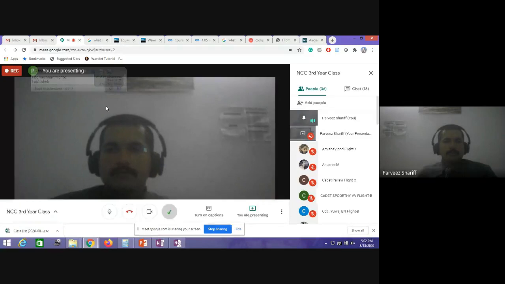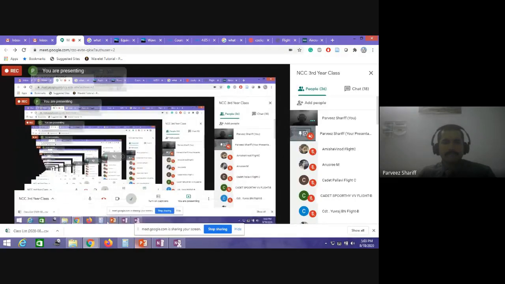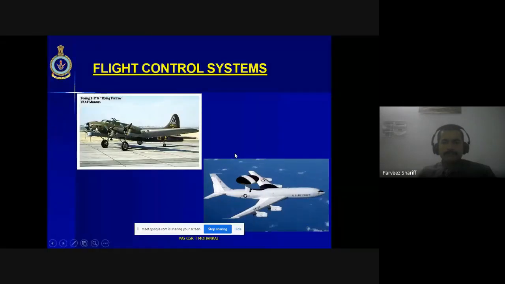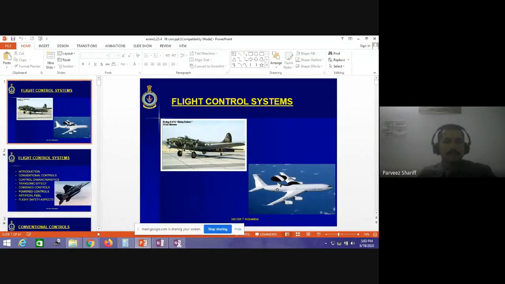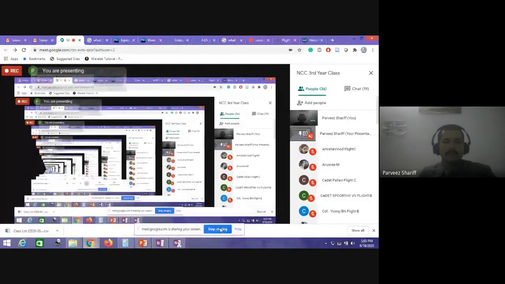So today we'll talk about little advanced topics, and I hope you all can see the screen which is shared. You can see. So we'll talk about the flight controls. So before going to the flight controls, I want to know from all of you, what are the primary flight control surfaces? What are the primary flight controls?